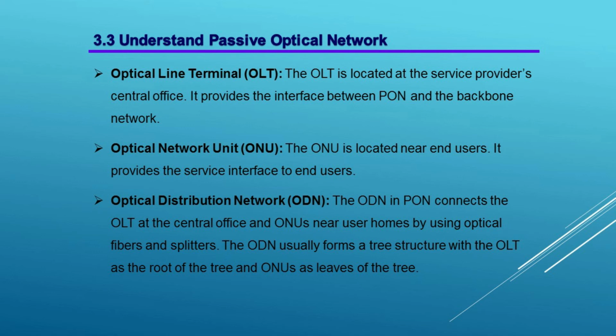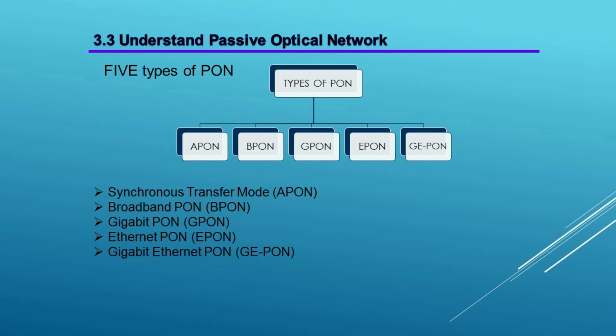Optical distribution network, ODN. The ODN in PON connects the OLT at the central office and ONUs near user homes by using optical fibers and splitters. The ODN usually forms a tree structure with the OLT as the root of the tree and ONUs as leaves of the tree. 5 types of PON: asynchronous transfer mode PON (APON), broadband PON (BPON), gigabit PON (GPON), Ethernet PON (EPON), Gigabit Ethernet PON (GEPON).